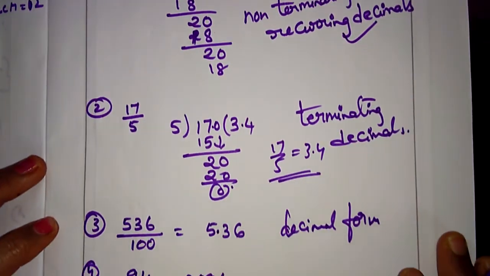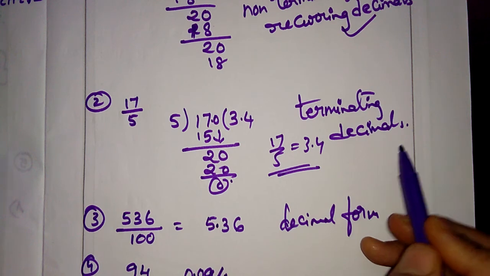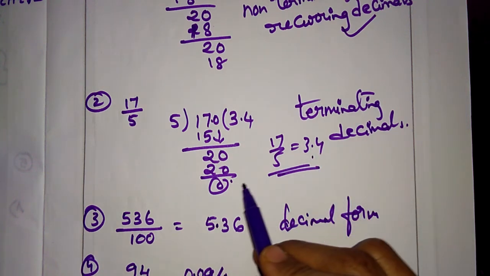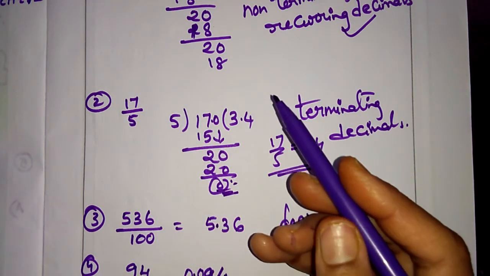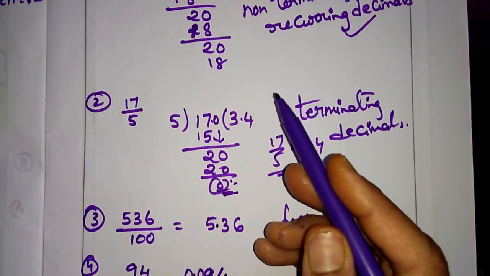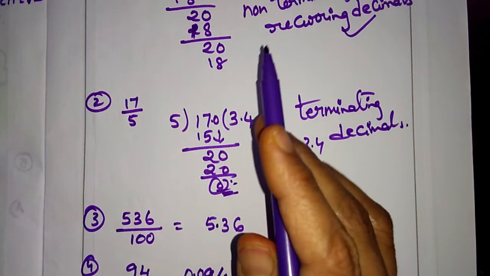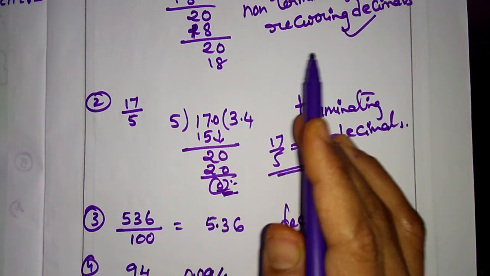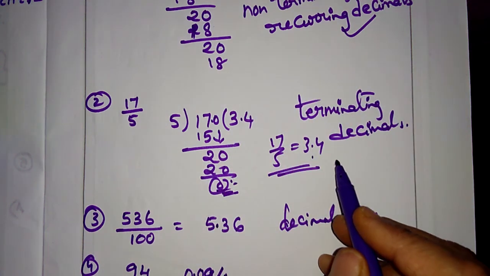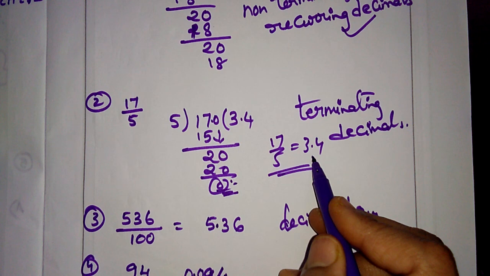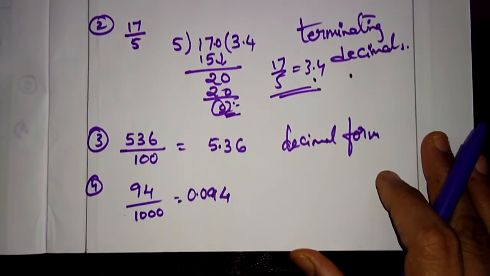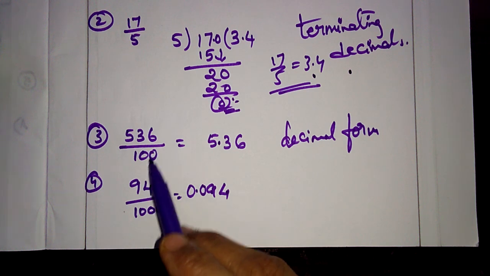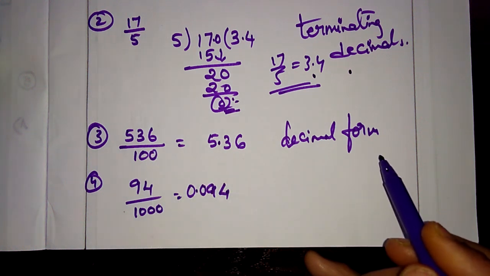But what happened here, children? Here we have terminating decimals, because here you got the remainder as 0, but in the top one we did not get a remainder of 0. So we call them non-terminating recurring decimals. And whatever direct answers we get like this are terminating decimals. And another one is like this: if they are given like this, we will just put them in decimal form. Okay, children?